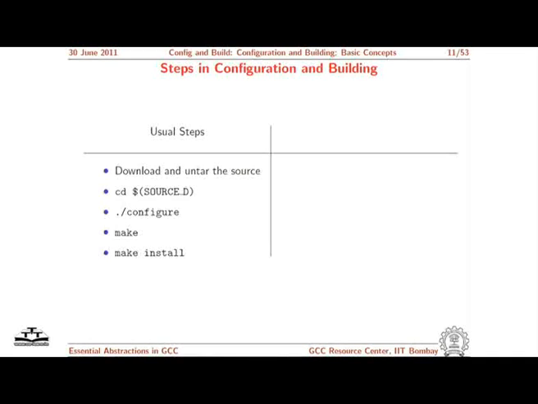We download and untar the source, we change the directory to wherever we have untarred the source, and then we say ./configure, we configure the software. Let's say I have downloaded Emacs. So I will run ./configure and then I'll say make and I'll say make install. This is what we will typically do with any piece of software.